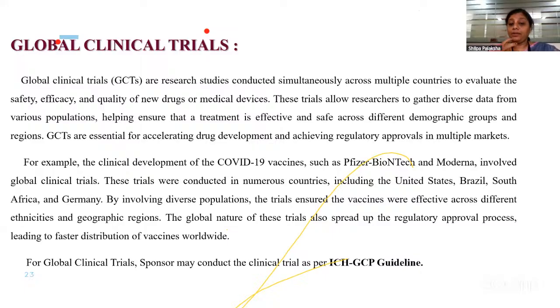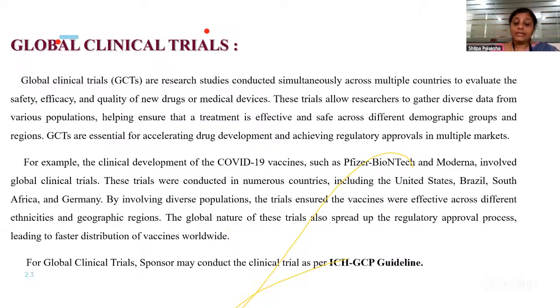For example, the clinical development of the COVID-19 vaccine developed by Pfizer, Moderna, and others. It got faster approval because trials were conducted simultaneously in the US, Brazil, Africa, Germany, and involved diverse populations. The understanding of the efficacy and safety of the vaccine in different ethnicities and geographical regions was faster, and it came to the market much faster than expected to help the condition at that time. That is how it speeds up regulatory approval from different worldwide regulatory agencies.